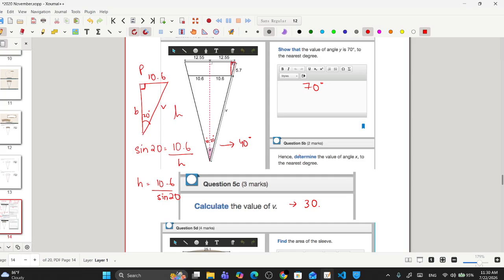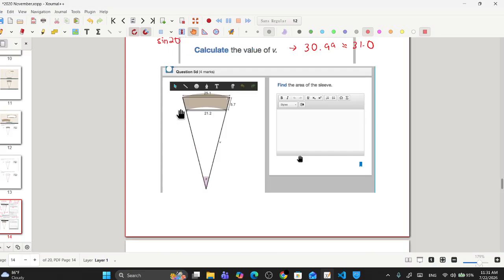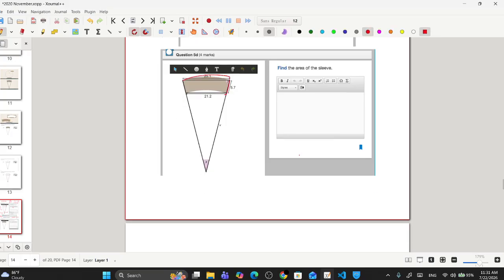Then it says find the area of the sleeve, this one. So this is some sort of a sector area type of question, part D. I think this is what they're talking about. How many other parts have we got left? Just one more part after it. Okay. Area of the sleeve.